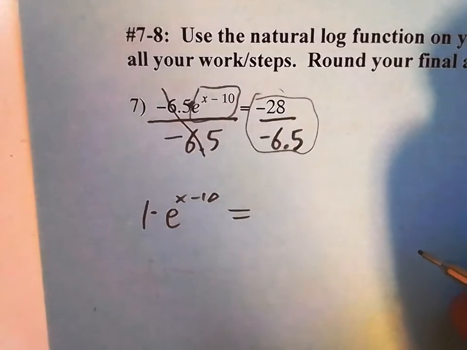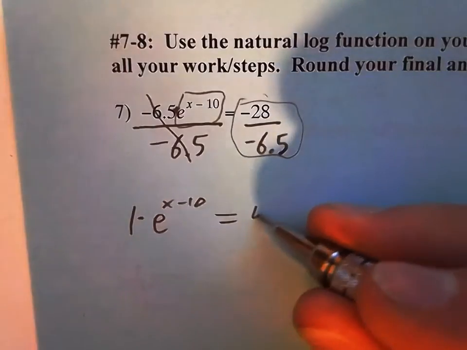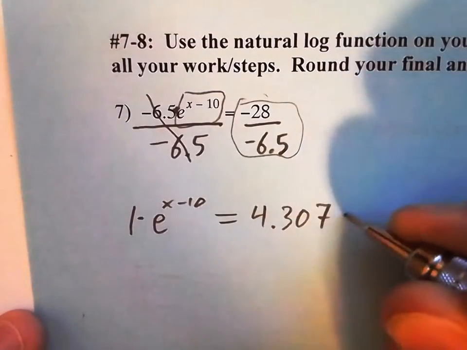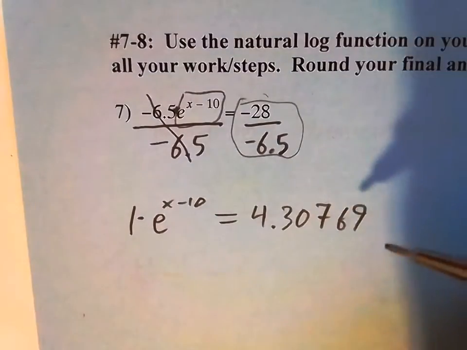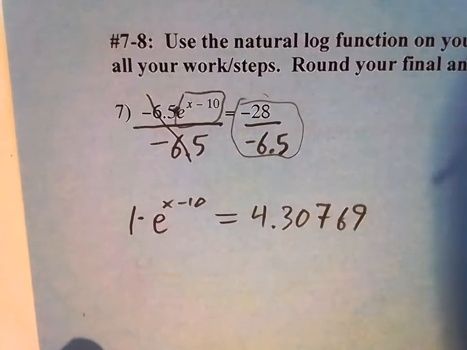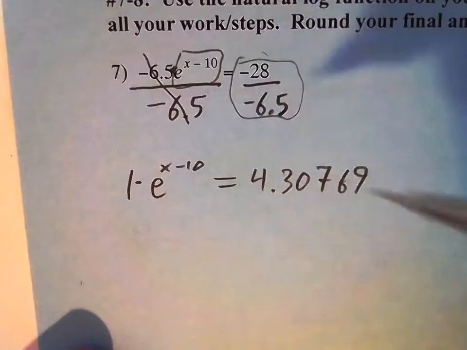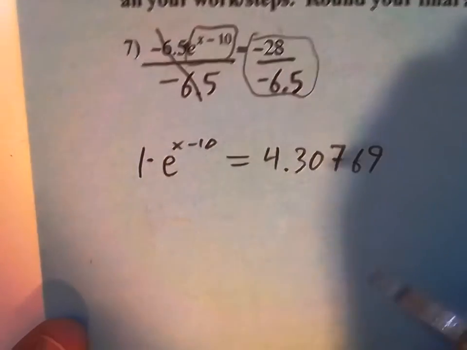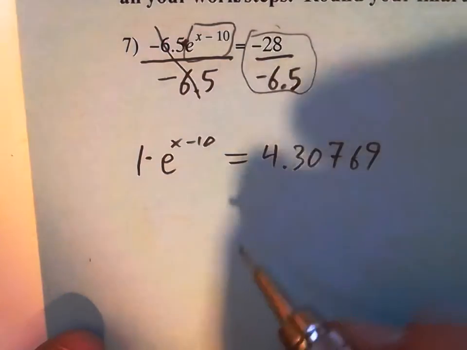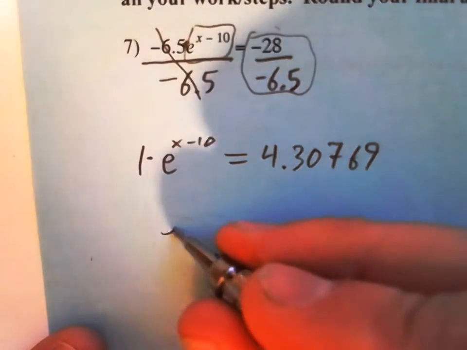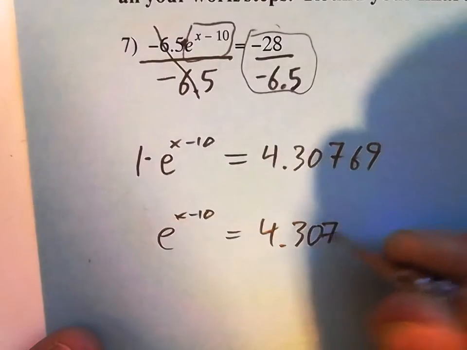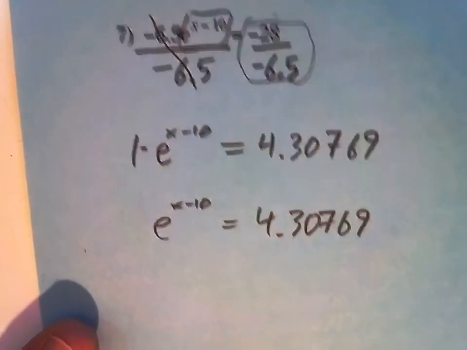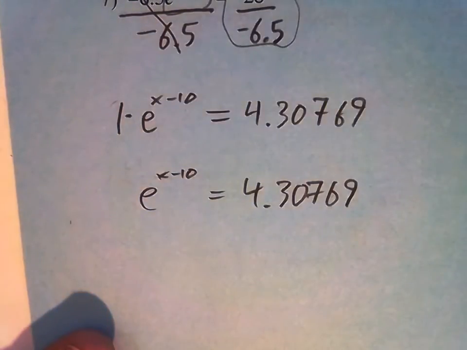And my calculator, 28 divided by 6.5 is 4.30769, and so on. Put a few decimal places out so that I don't round too much. Don't just put a 4 and call that good. Okay, so I have e to the x minus 10 equals 4.30769. Times 1 doesn't change that.